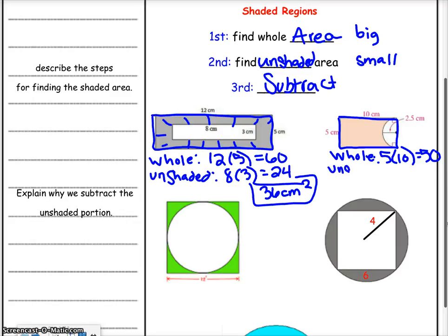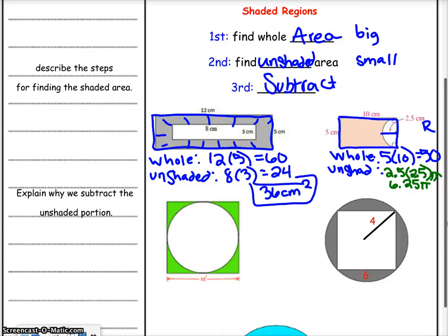Anytime you're dealing with circles, it gets confusing because, especially with area, you have to have radius. So it shows me that this is 2.5, which I know is my radius. So this 2.5 is my radius. So the unshaded is 2.5 times 2.5 pi. Pi r squared, which is 6.25 pi.